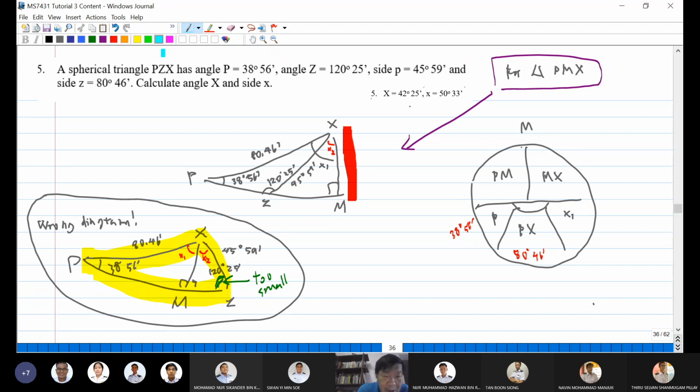So PMX here, a big triangle. You apply the Napier's rule to 90 degree. Okay, so PMX big triangle, if MX here, then a big angle X1. Big angle X1 is this one. Okay, X1. And then PX, which is 80.46 minutes, then angle P, and then PM.